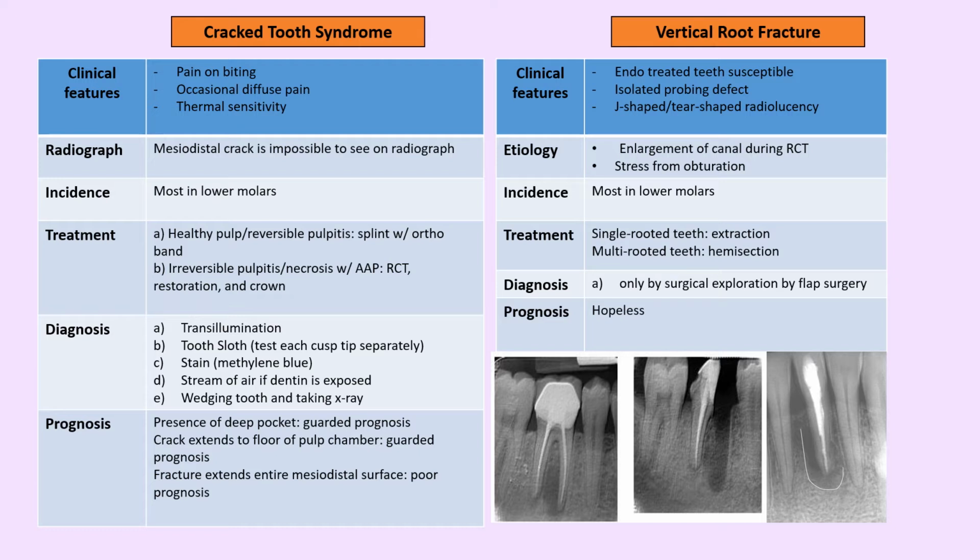You can see in the picture, this is a J-shaped radiolucency that can be seen on the radiograph. But it's difficult to see, you have to change many angulations. However, exploratory surgery, raising a flap to clinically, directly visualize the fracture in the root, is considered to be the most accurate method.